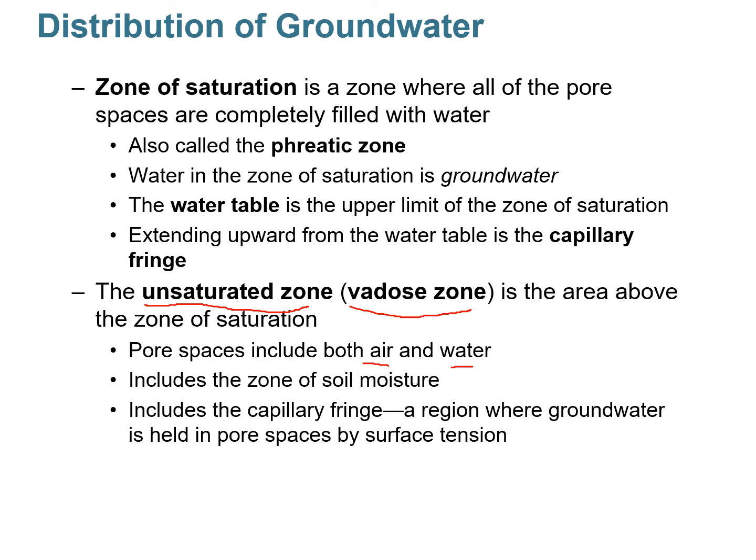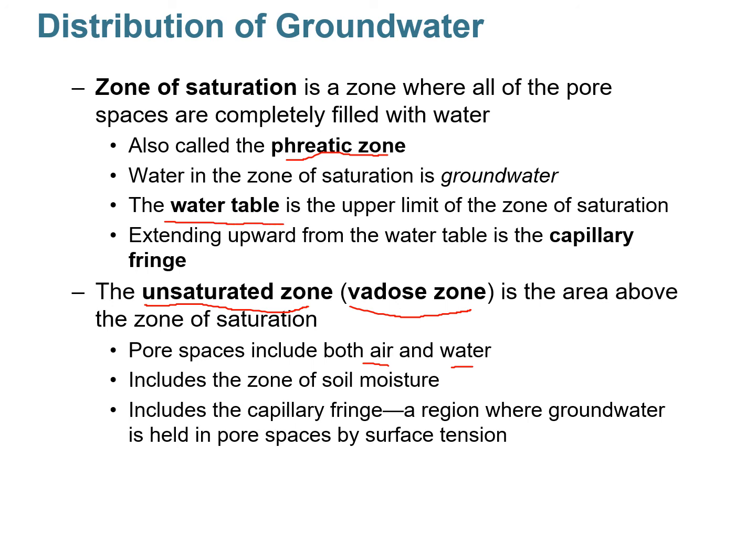And then once water percolates through the unsaturated zone, it'll hit an area where every single pore space is saturated with water. This is called the zone of saturation. It's also called the phreatic zone. The upper layer of the zone of saturation is the water table.